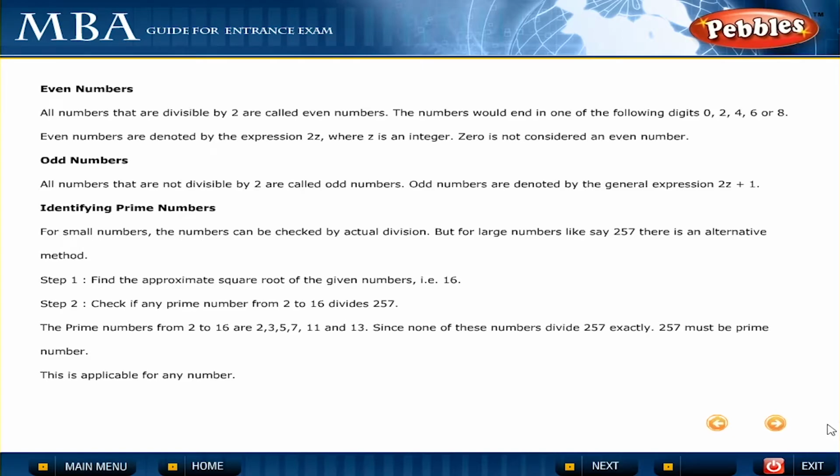The prime numbers from 2 to 16 are 2, 3, 5, 7, 11 and 13. Since none of these numbers divide 257 exactly, 257 must be a prime number. This is applicable for any number.